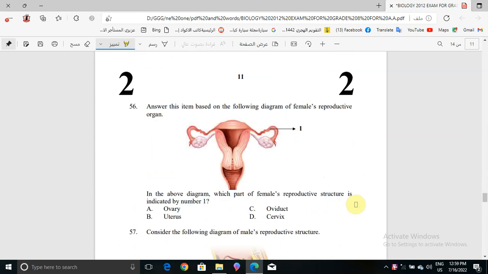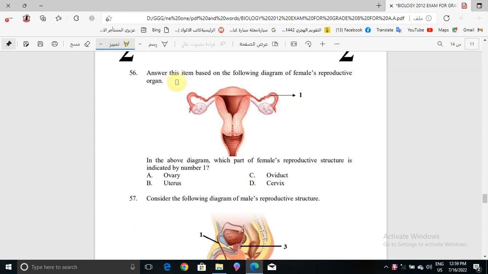Okay, now in question number 56, answer this item based on the following diagram of female's reproductive organ. In the above diagram, which part of the female's reproductive structure is indicated by number 1? Here in number 1, that means here it's a tube, right? And this tube is called the fallopian tube, or by another name also oviduct. So that means the correct answer for question number 56 is choice C, which is oviduct.